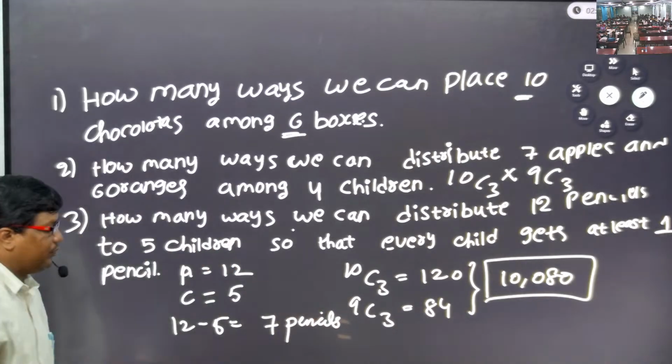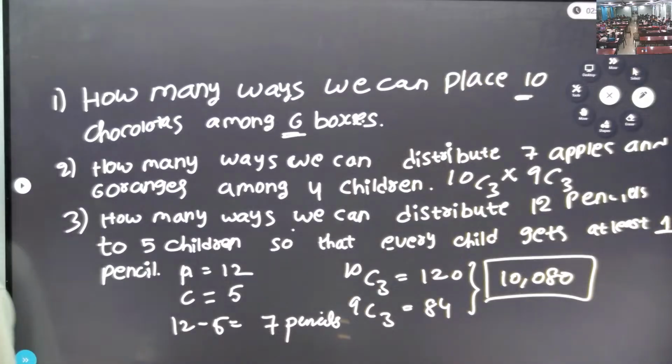Now check, according to the condition, what is the n value and what is the r value. We have to distribute 7 pencils to how many children? 5 children. So what is the n value and the r value? When you are distributing 7 pencils to 5 children, n is 7 and r is 5. So what is the n plus r minus 1 value?